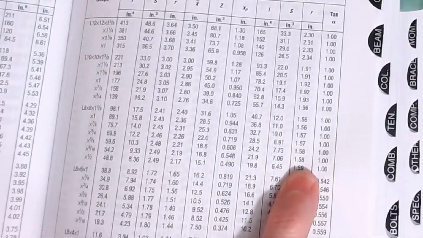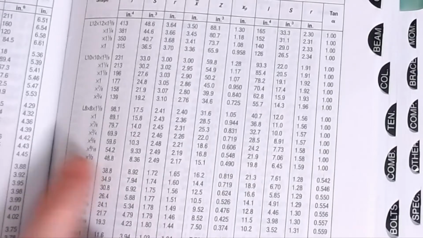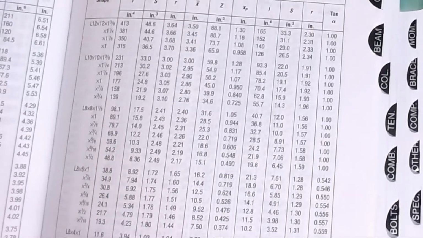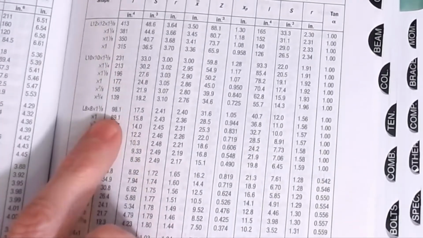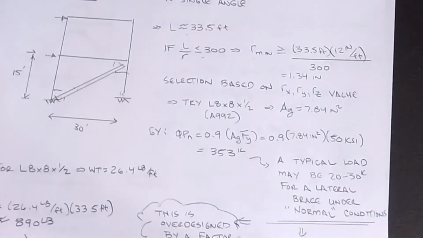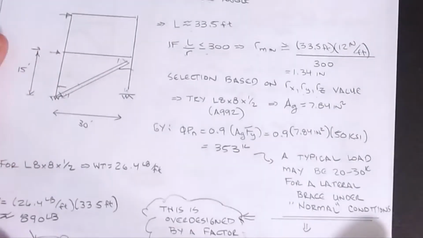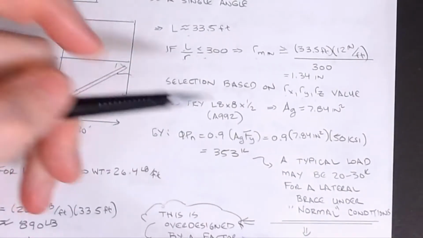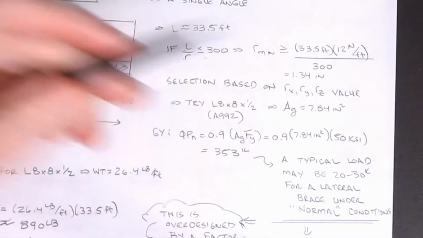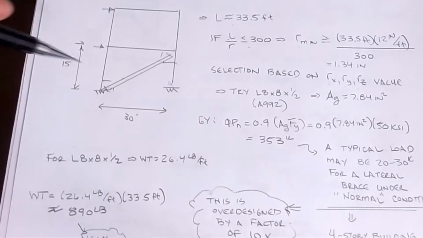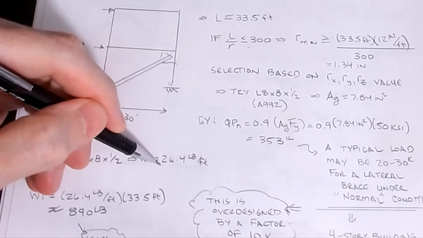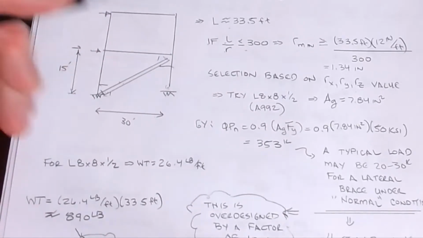So let's say we take the lightest one, which is a half, and use that as our first guess. Okay, we can do some calculations. Now, you could use 10s and 12s, those all work, but anything less doesn't because of the L/R criteria. If we look at it, we can record that the gross area is 7.84 square inches. The weight of this guy is actually 26.4, and we'll make note of that for our comparison.